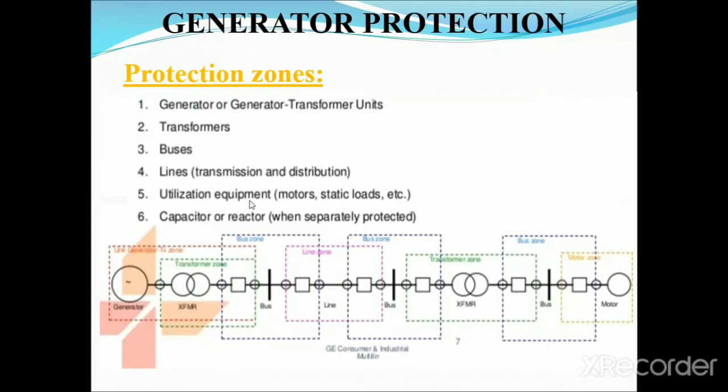Next, the fifth one is the utilization equipment. What are the utilization equipments? That is the motors, static loads, etc. In that we have the motor and static loads, which are called the utilization equipment, and this is also called the motor zone.